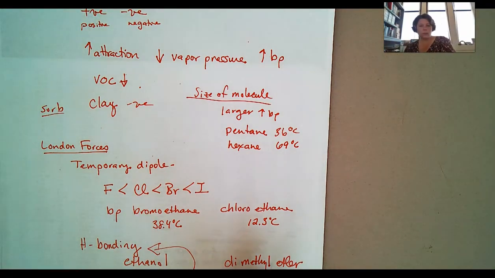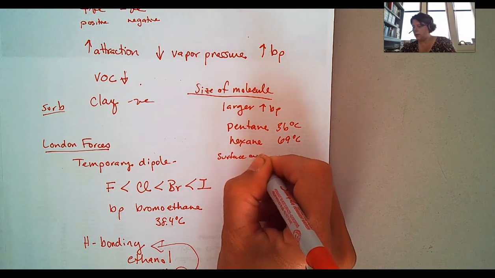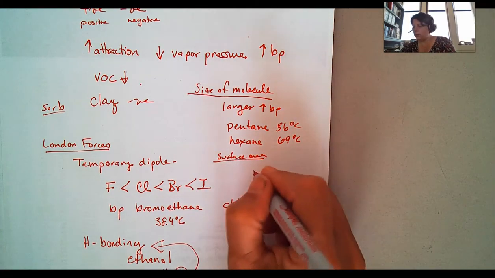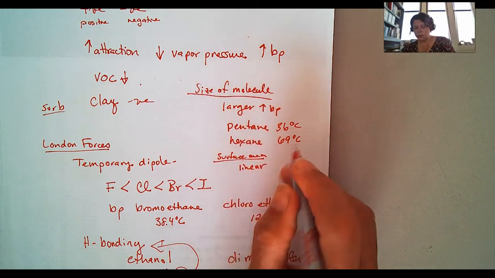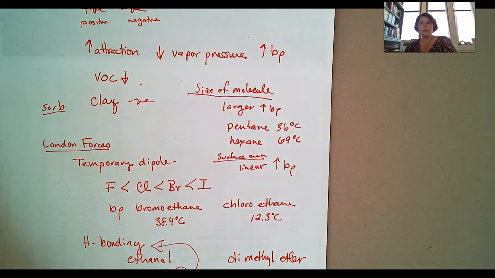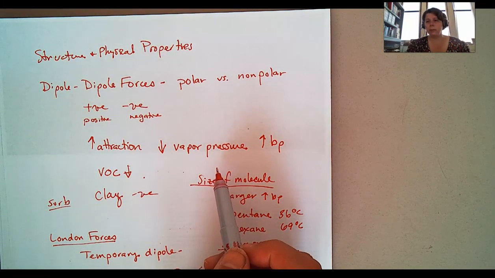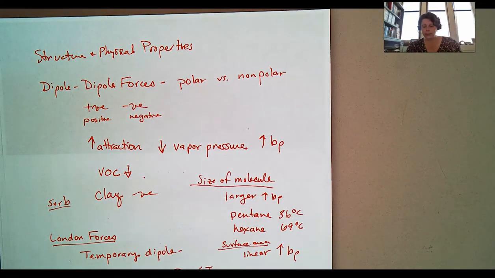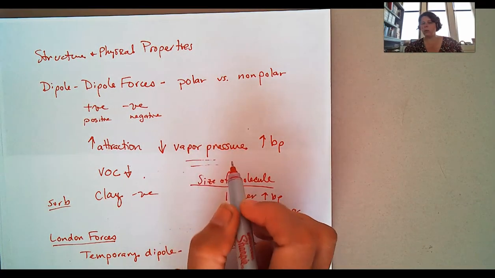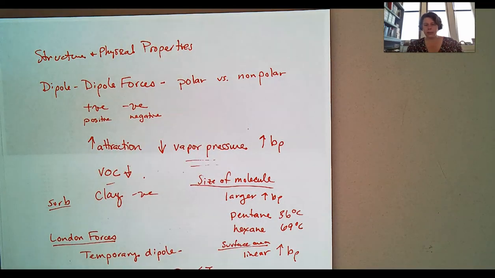I'll just write this here, surface area. If we have more of a linear molecule, so it takes up more surface, it'll increase the boiling point too. So a lot of these things have an impact, but the big thing for us is, how does it get into a vapor phase? Why is this important? Well, one of the reasons vapor phase is really important, as I mentioned with VOCs, is getting into somebody's basement. So vapor extraction is a really big thing.